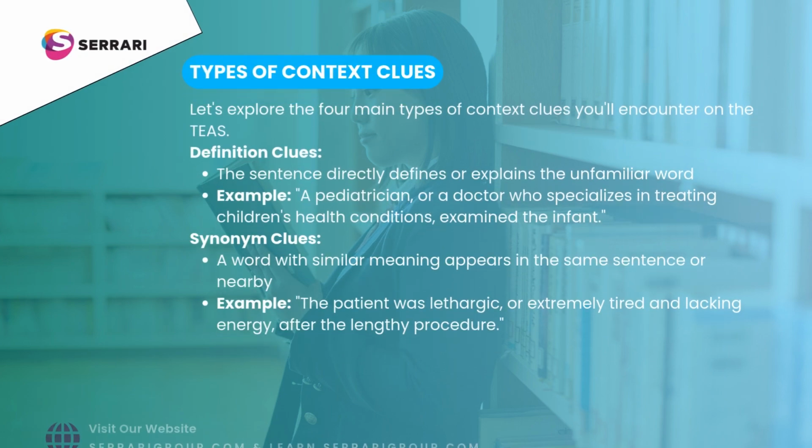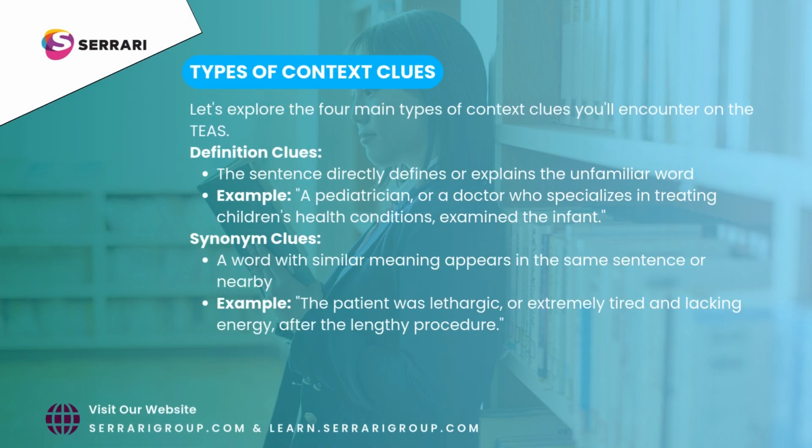Types of context clues. Let's explore the 4 main types of context clues you'll encounter on the TEAS. Definition clues. The sentence directly defines or explains the unfamiliar word. Example: a pediatrician, or a doctor who specializes in treating children's health conditions, examined the infant.